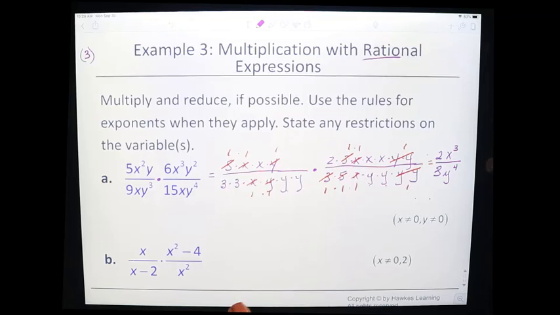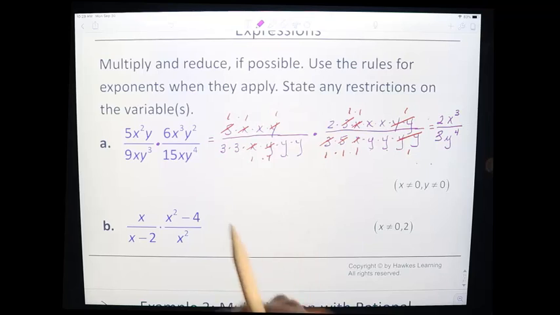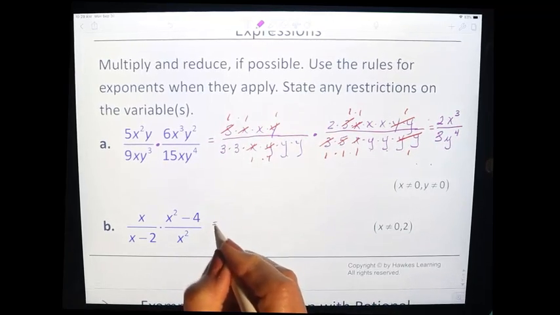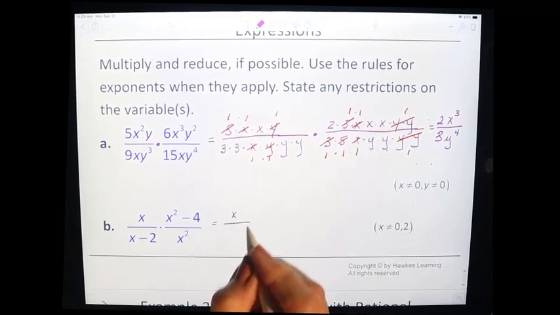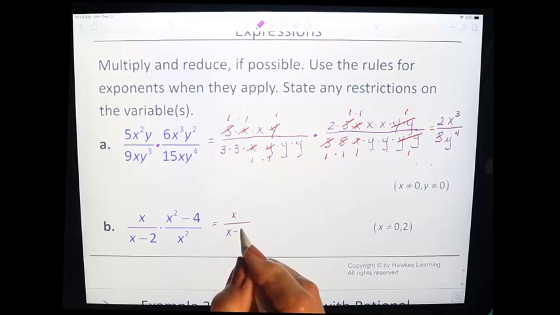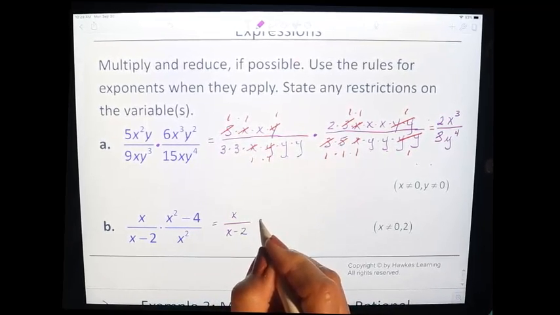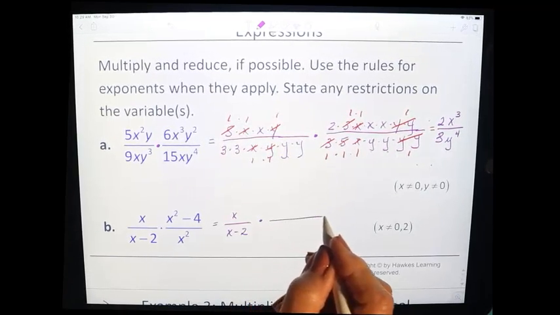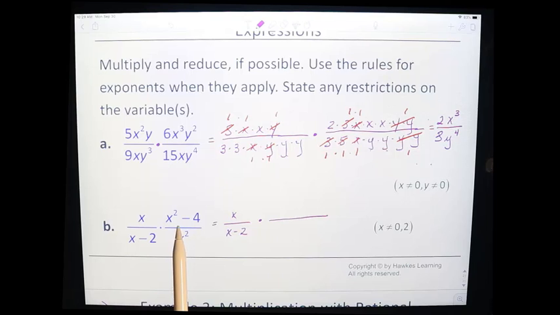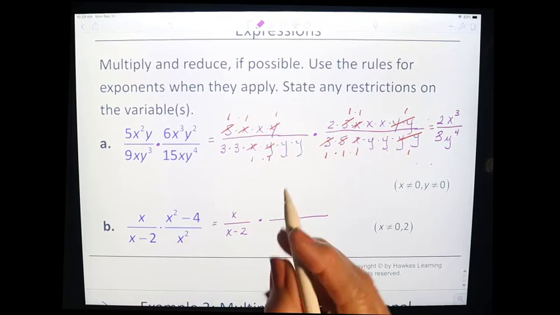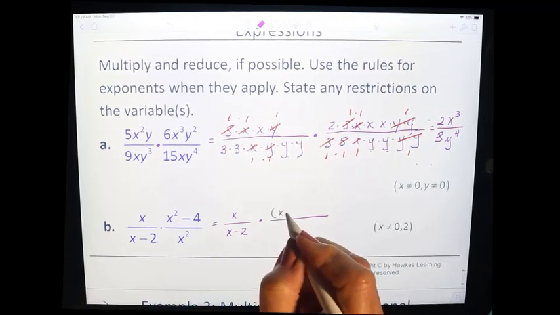All right, so let's try one more. That first one was using monomials or single-termed expressions. This one has some binomials. These 2 in the first fraction are prime and cannot be factored. But in this second one, I see a difference of 2 squares. On this x squared minus 4, I'm factoring.